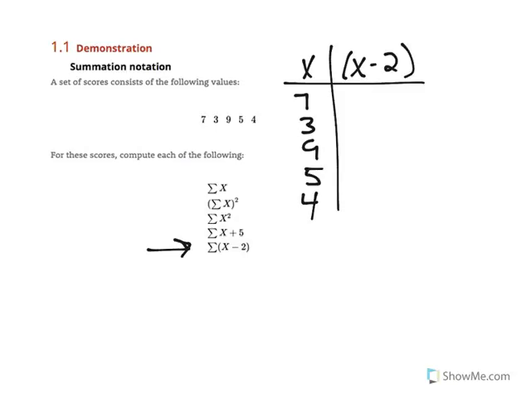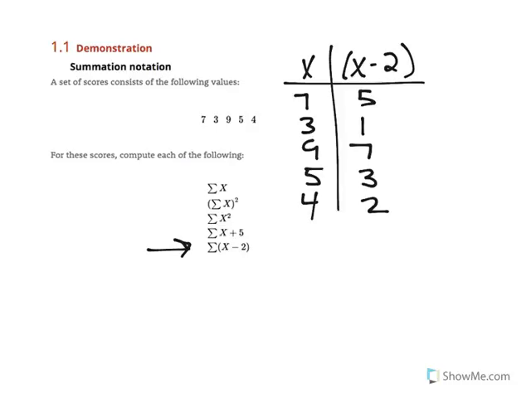So we take our x value of 7, we subtract 2, and we get 5. We have an x value of 3 minus 2 is equal to 1. 9 minus 2, we get 7. 5 minus 2, 3. And 4 minus 2 is equal to 2.